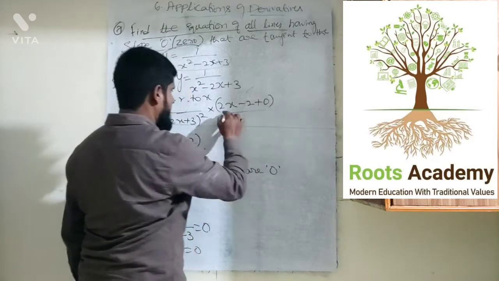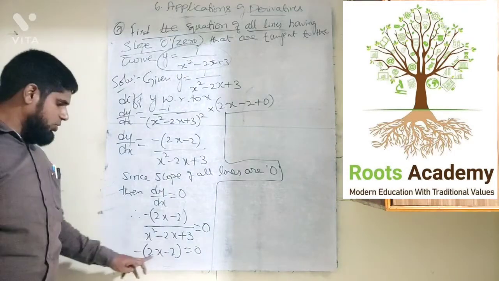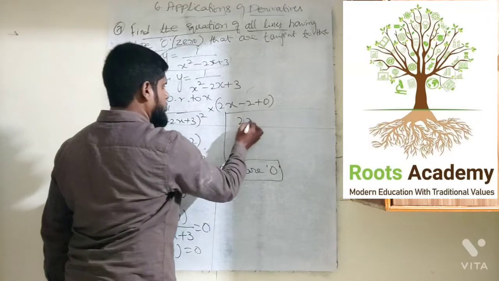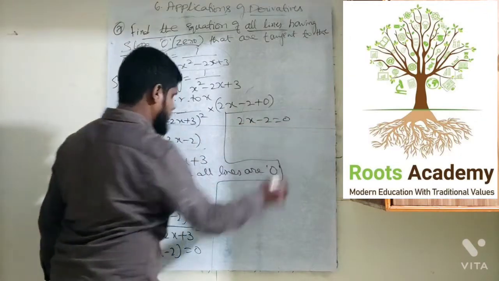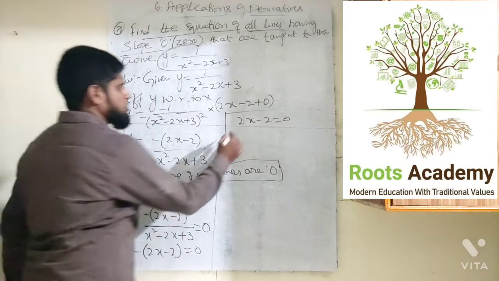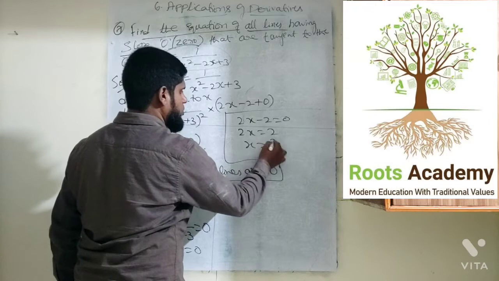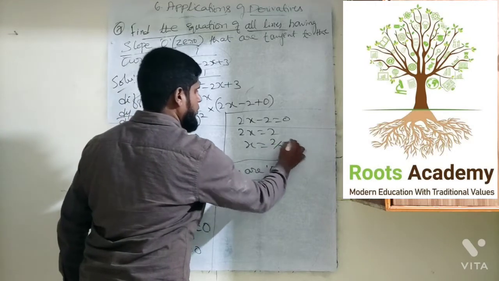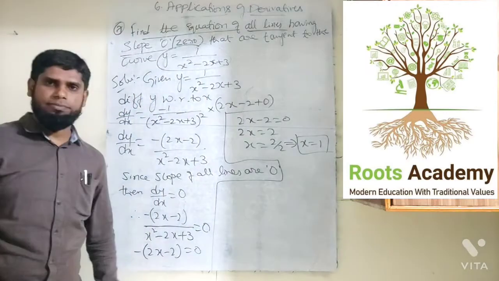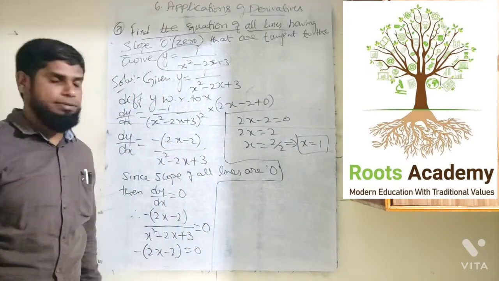I got minus 2x minus 2 is equal to 0. So here 2x minus 2 is equal to 0. The negative also gets cancelled now. So our 2x is equal to 2. So x is equal to 2 by 2, which gives x is equal to 1. So I got the value of x as 1 here.